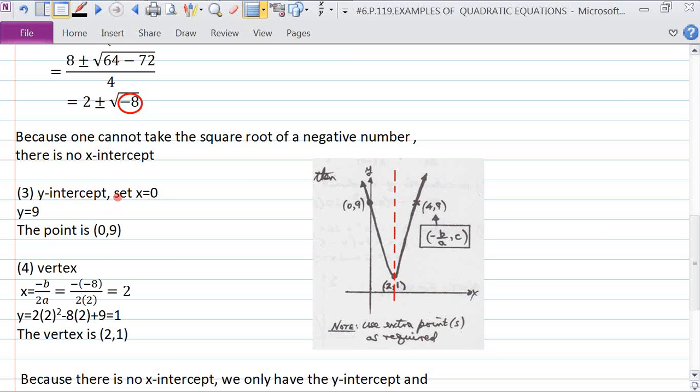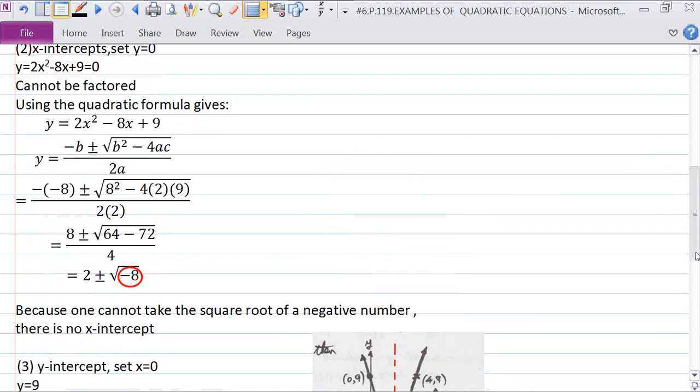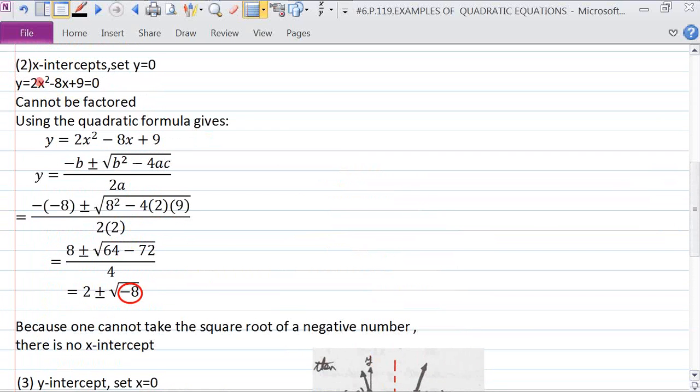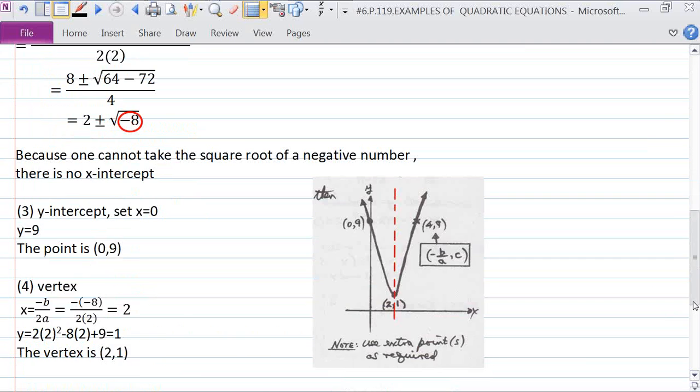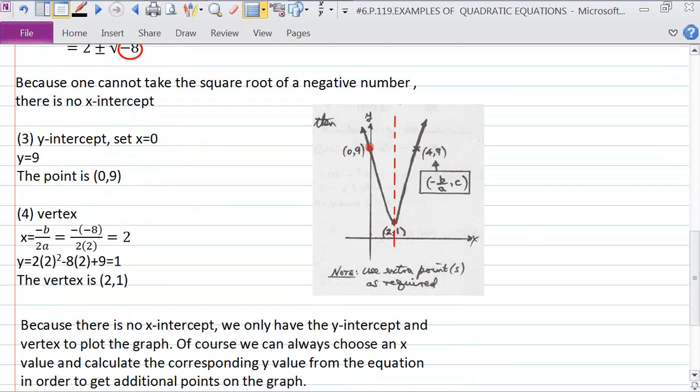If we want the y-intercept, we set x equal to 0. And if we set x equal to 0 right over here, you can see this will be 0, this will be 0, and y will be 9. So we've got the y-intercept here. And we have the axis of symmetry, x equals 2. And we can find, finally, the vertex once we get the x value.